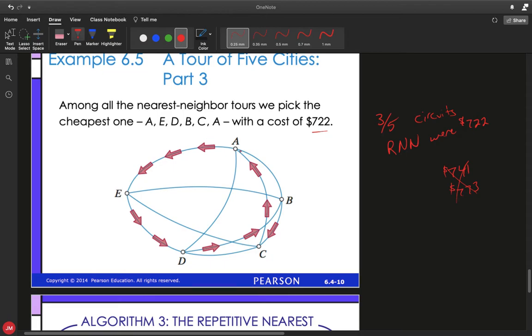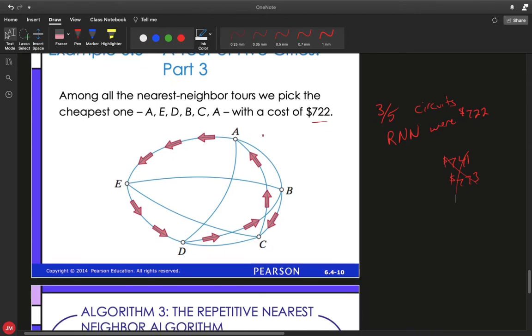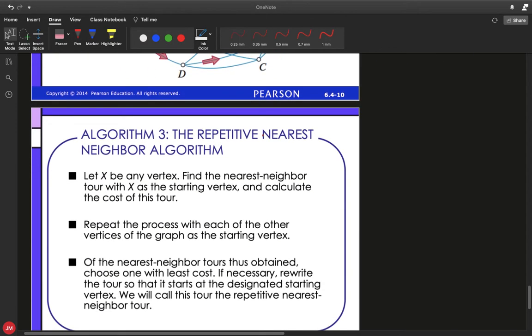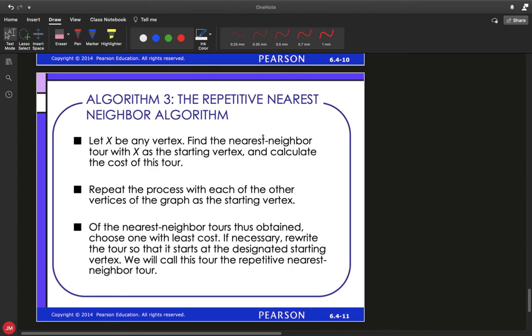It just means that you needed to start them all at A, and then they all, in fact, end up being the same. So that's repetitive nearest neighbor: you basically pick a different starting vertex each time, and then just do nearest neighbor for each of those vertices, rewriting them to start at whatever you need to when you are done. So here's the algorithm for that.